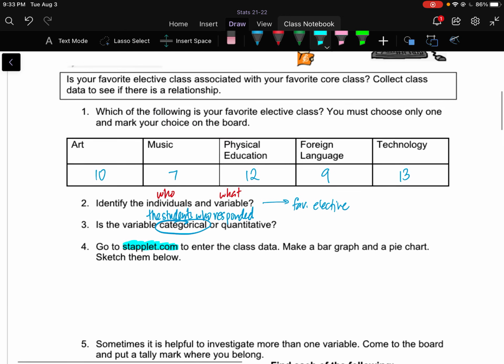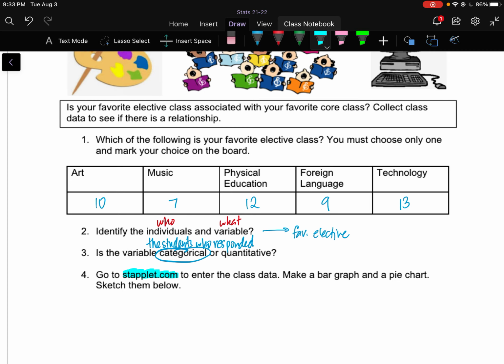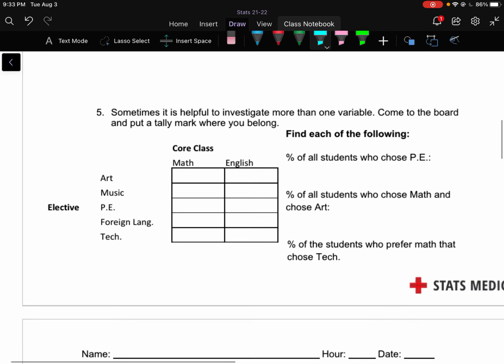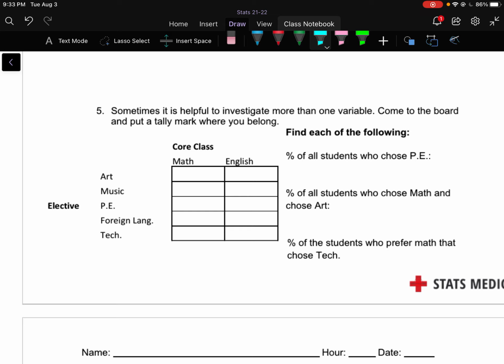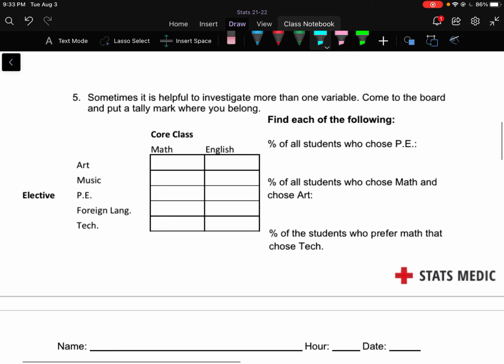So previously we had just the one variable, favorite elective class, and now we're going to see how that is related to somebody's favorite core class. So we're just going to break it up into the 2 main core classes, math and English. Okay. So because we can't physically collect our own class data, I'm just going to make up some numbers here.